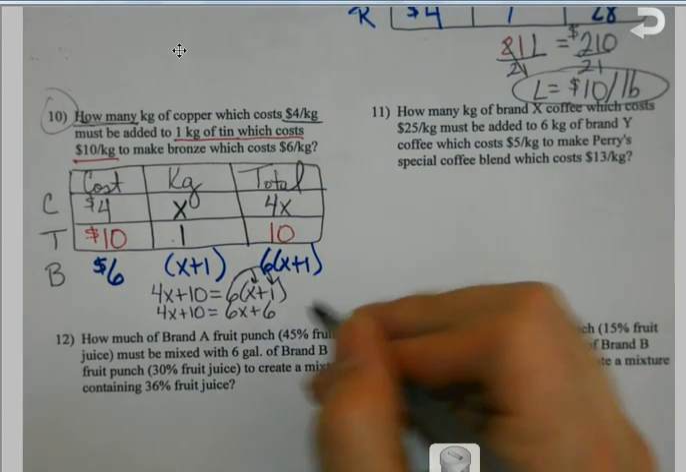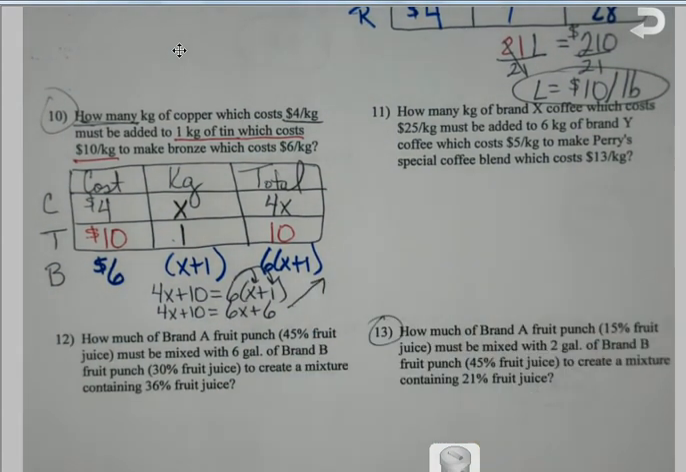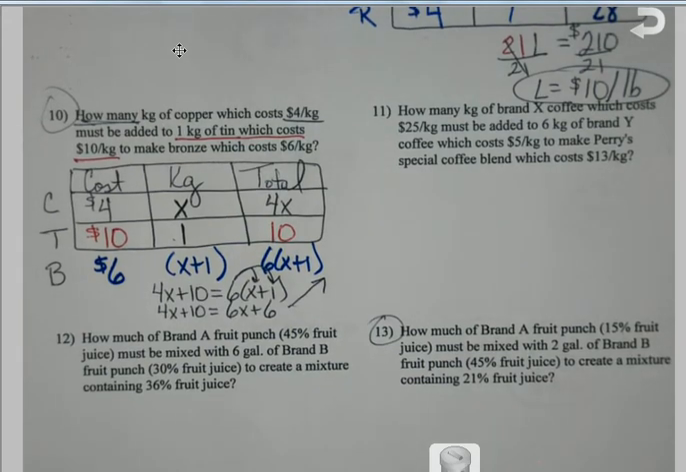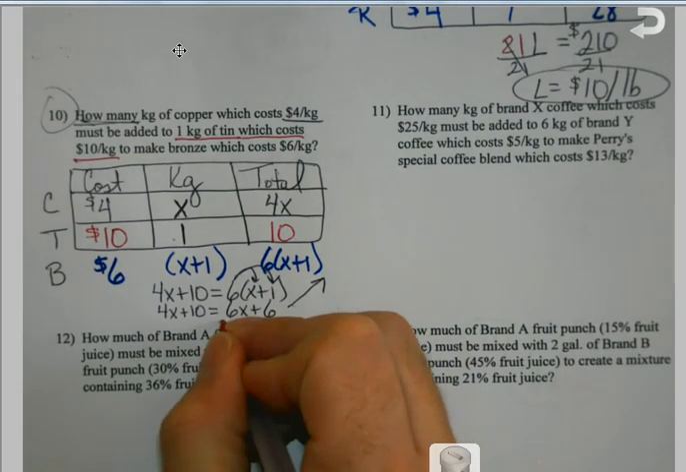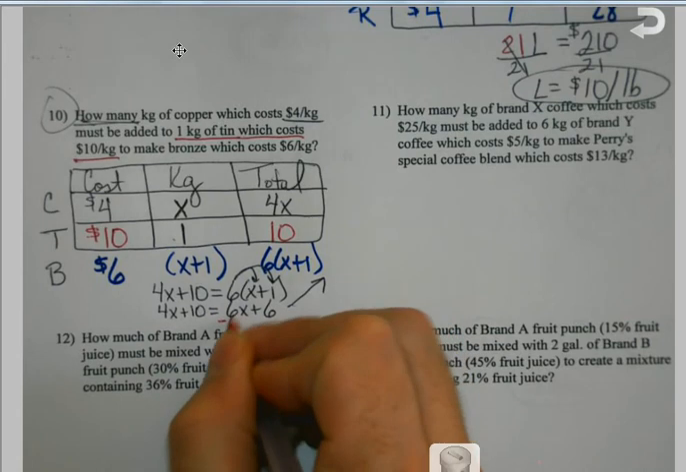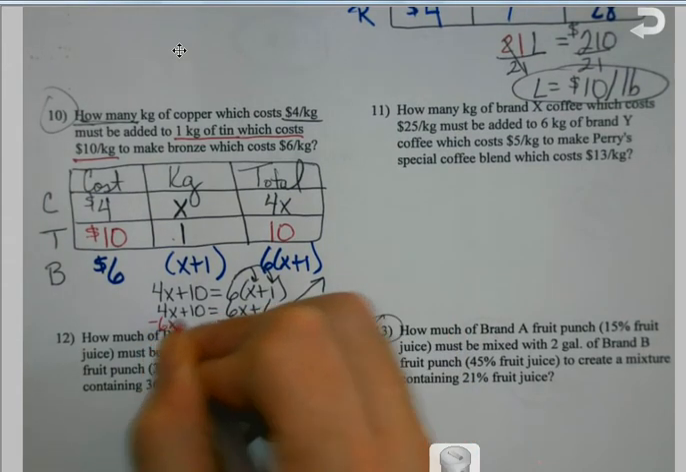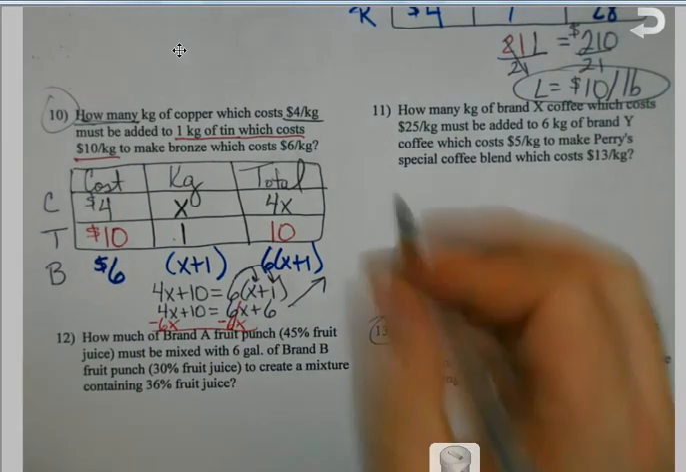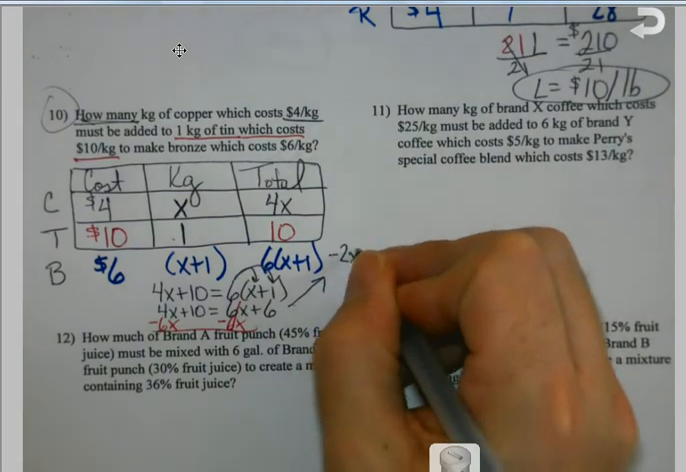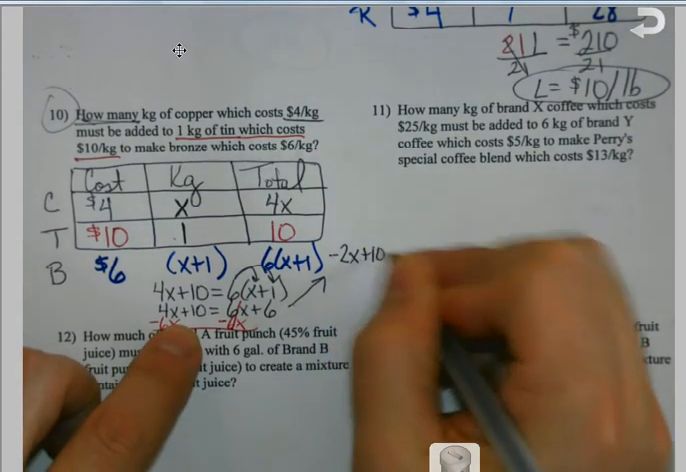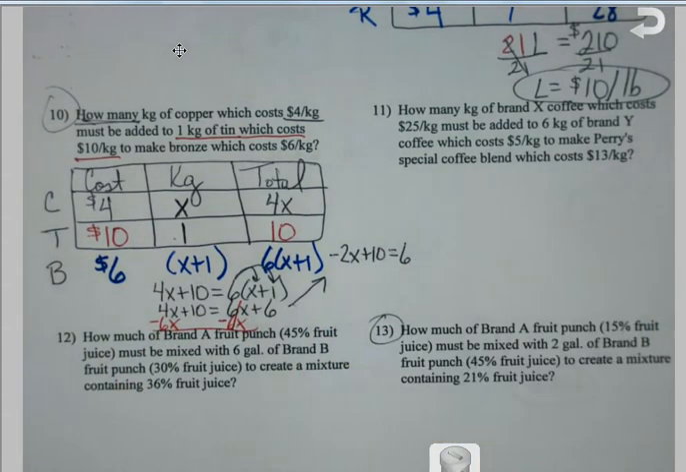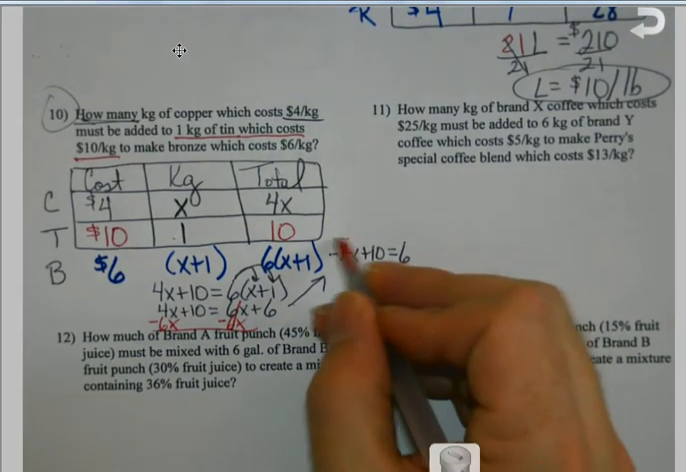And you're like, dang, why are we running out of room? So let's see. I need to get my x's together. What's one way I could do it? Okay. And if I want to get my x's together, I can do that with the 6x. That would work. So negative 2x plus 10 would equal 6. Okay.